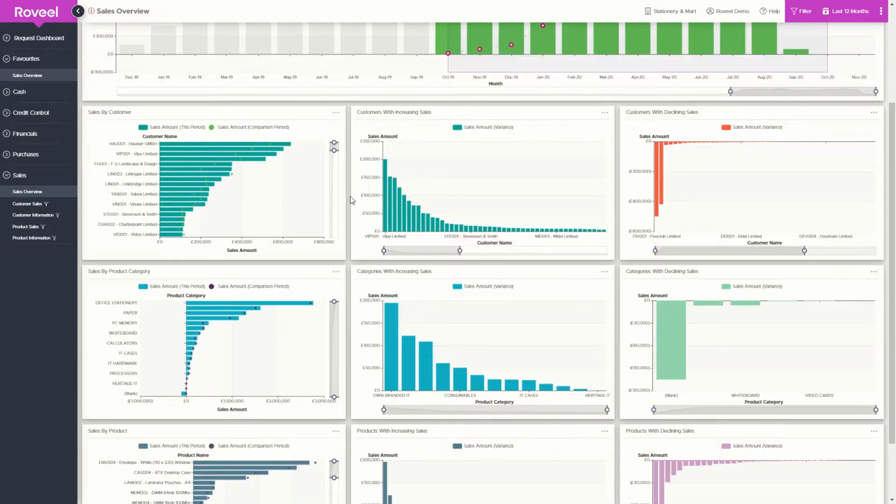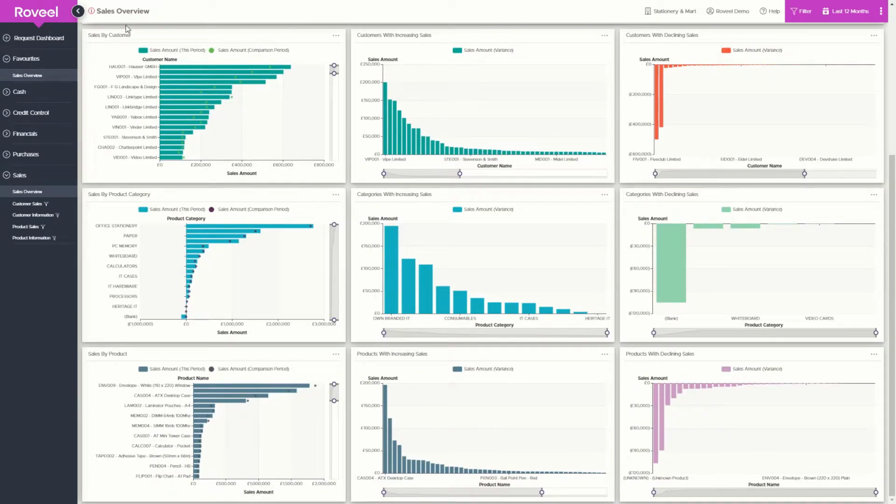Moving on down the page, we see Roveel's selection of bar charts that split down the sales figures by customers, product categories, and individual products. Looking at the 3 columns of charts, the platform has identified and sorted these categories by total and also increasing and decreasing sales in the dataset.